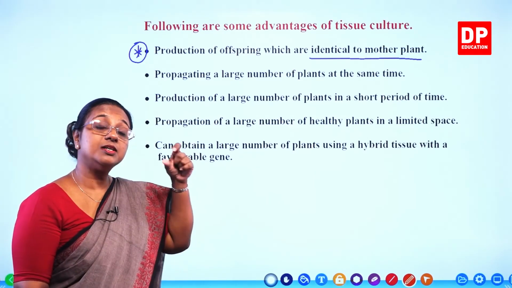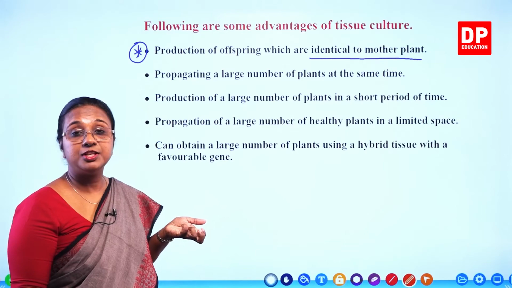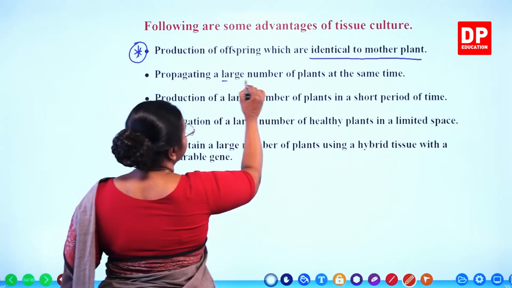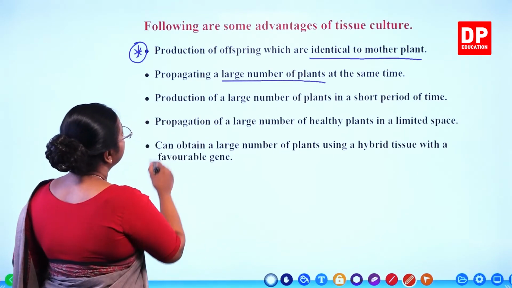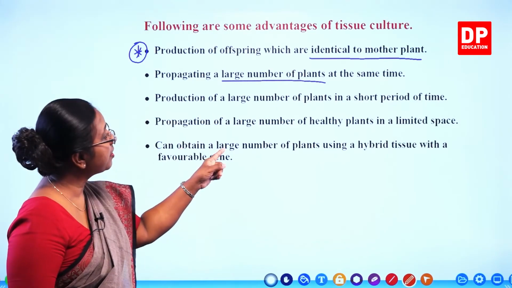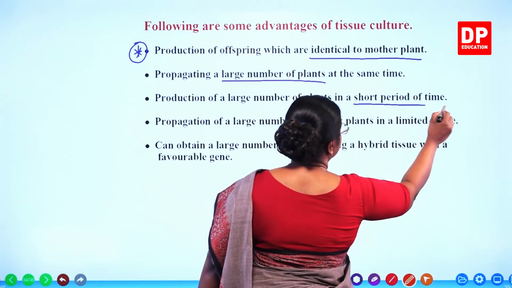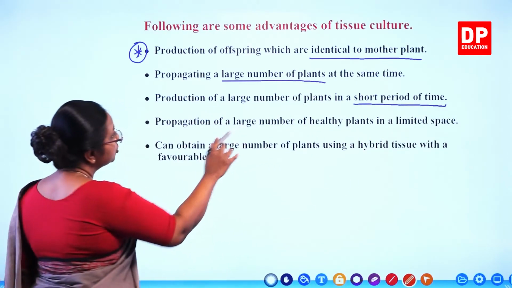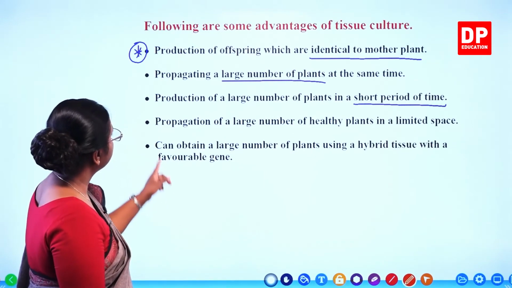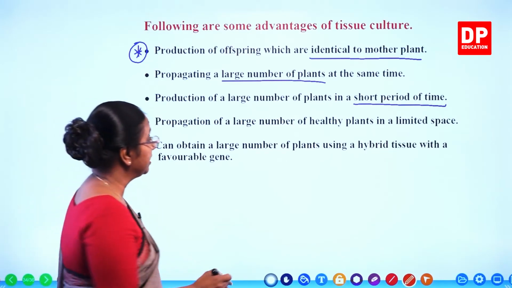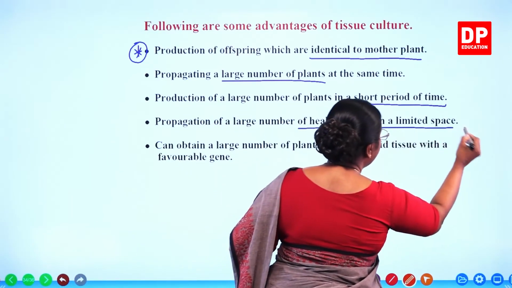I told you all a small part of the tissue, from that we produce a large number of plants. Then production of a large number of plants in a short period of time. That is another advantage. Then propagation of a large number of healthy plants in a limited space. So, that is another advantage.